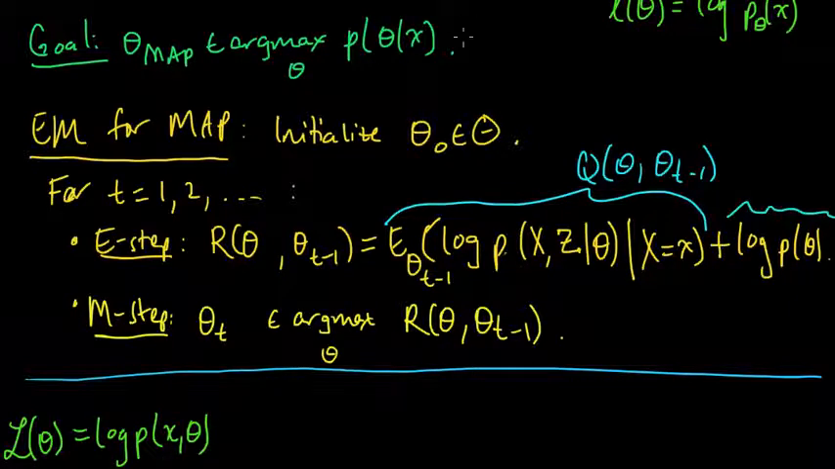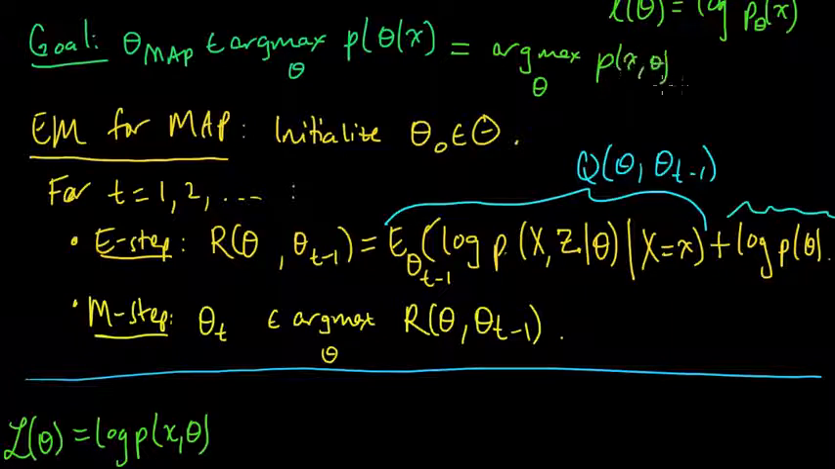And considering the joint makes sense, because maximizing this conditional probability of theta, the posterior, is the same as maximizing the joint of x with theta, because this is the probability of x and theta divided by the probability of x, and probability of x doesn't depend on theta. So maximizing these two quantities is the same, and of course, we can put the log in here as well. So that's why it makes sense to think about the joint here.